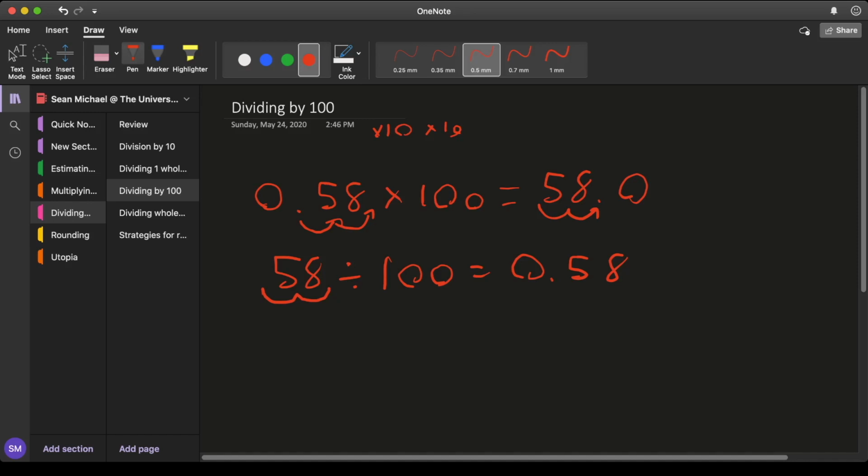The main thing is that when you multiply, the decimal moves to the right. When you divide, the decimal moves to the left. When you multiply by 100, the decimal moves 2 places to the right. When you divide by 100, the decimal moves 2 places to the left. So now let's just look at this thing.